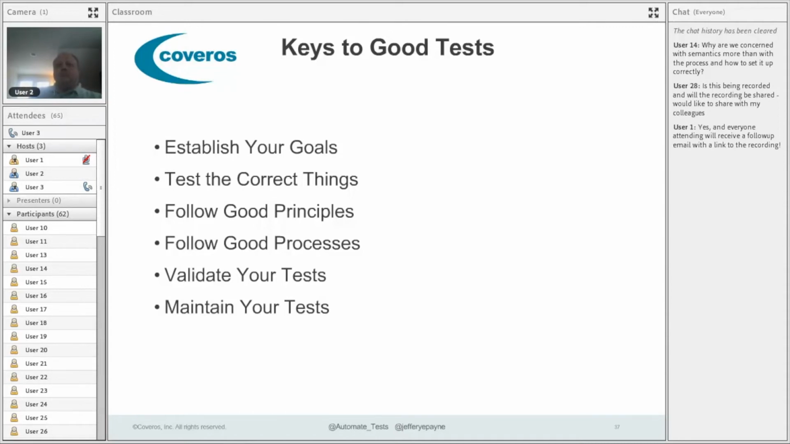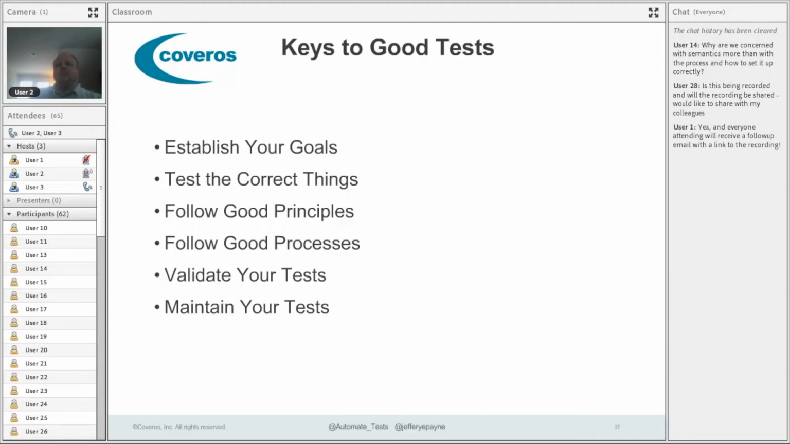So again, the main takeaways you really want to be thinking about: make sure you have your goals very clearly defined and established. Make sure that you are in fact testing the correct things. Make sure you're following good principles, good practices, good processes. Make sure that you validate your tests. Make sure you're not writing garbage tests, that what you're producing has value and always produces the results that you actually expect.